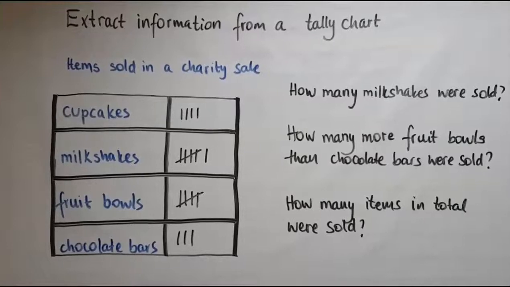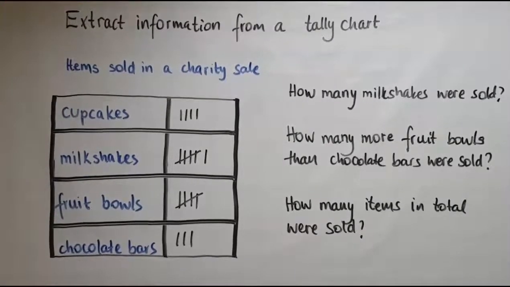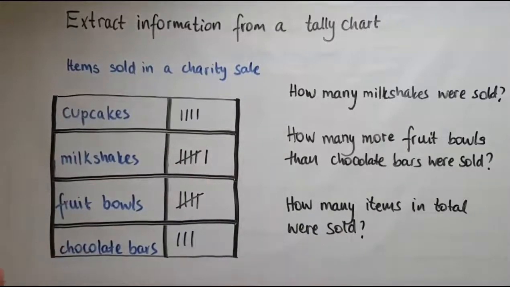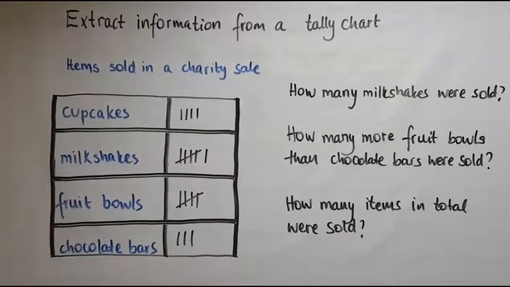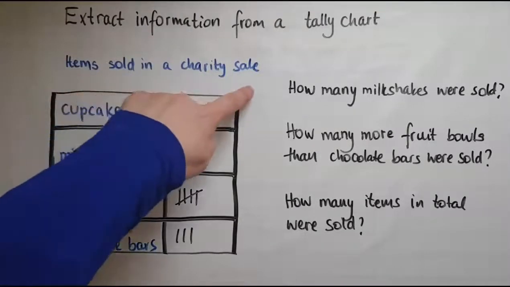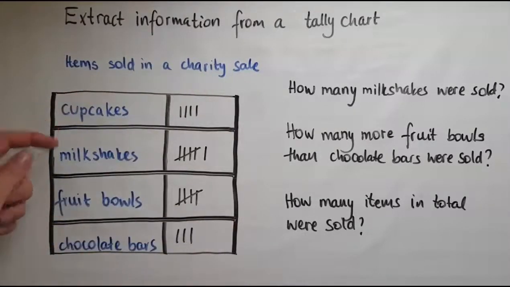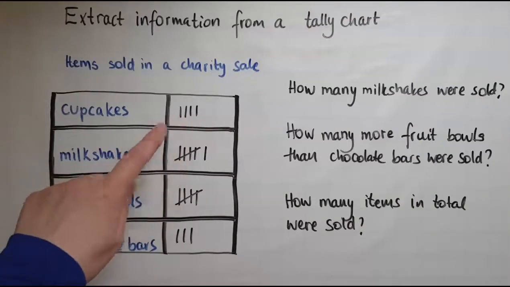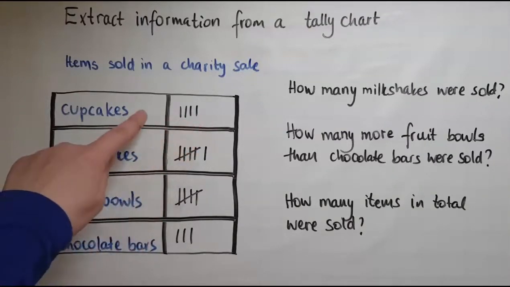In this video, we'll learn to extract information from a tally chart. Here we've got a tally chart that I've drawn. It is about items sold in a charity sale. We've got cupcakes, milkshakes, fruit bowls and chocolate bars. The number of marks here shows how many of each item were sold.